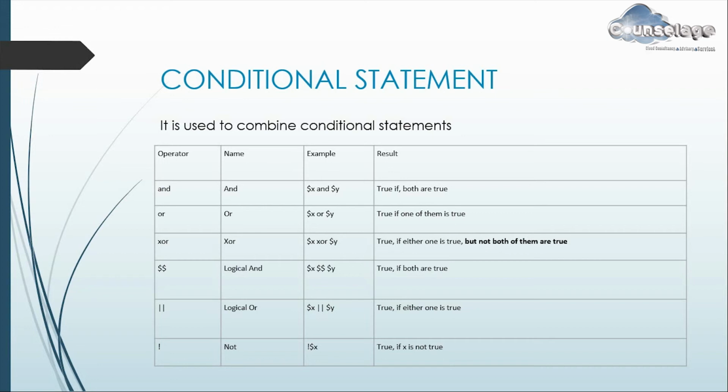Logical and: $x && $y is true if both are true. Logical or: $x || $y is true if one is true. Not: it is true if $x is not true.